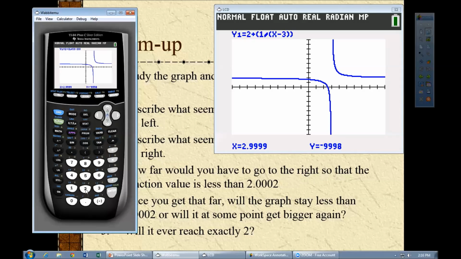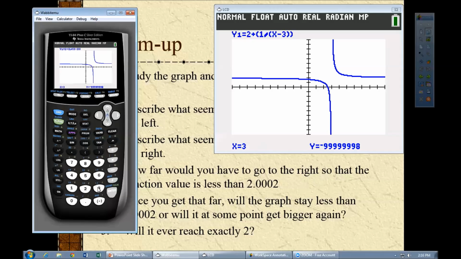Let's try a pretty large number, 2.99999999. And we're getting a very, very negative number there. If we come at x equals 3 from the right, let's watch and see what happens there.